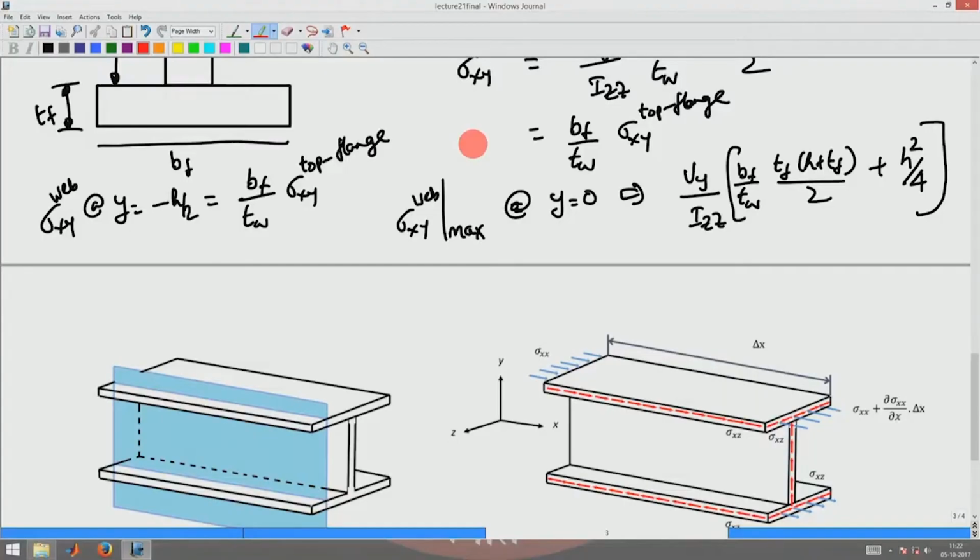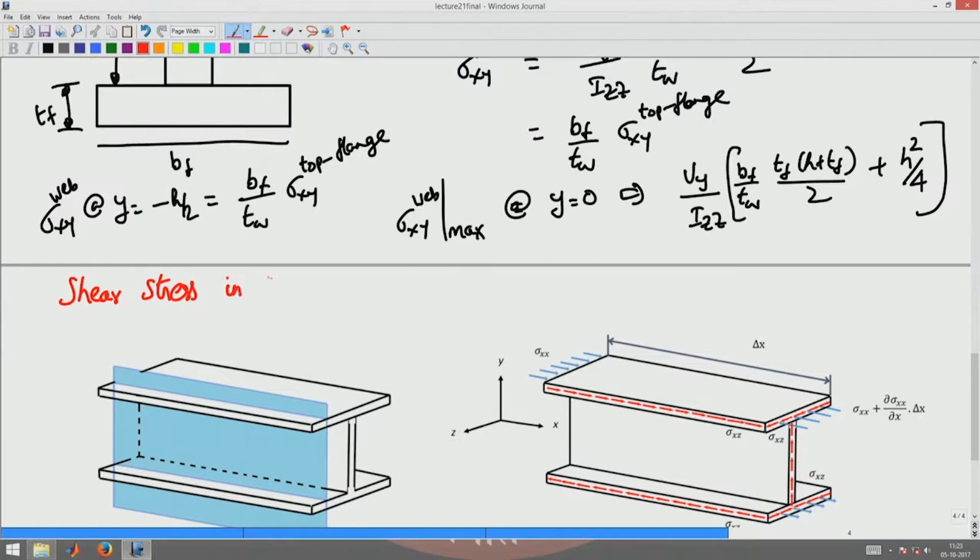Next, we are going to look at shear stresses in thin wall sections. Okay. So, till now we have been looking at shear stresses in thick wall sections. So, now we look at shear stress in thin walled sections.